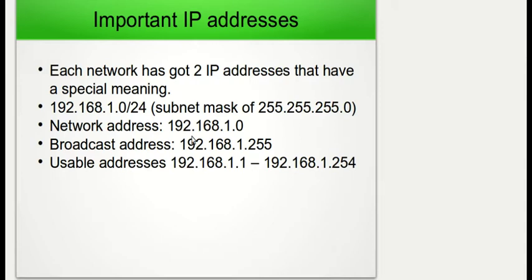So the two important addresses are the network address, which is 192.168.1.0. This is the first IP address on the network, and the broadcast address is the last IP address, 192.168.1.255, and the range of usable addresses are between the two numbers.